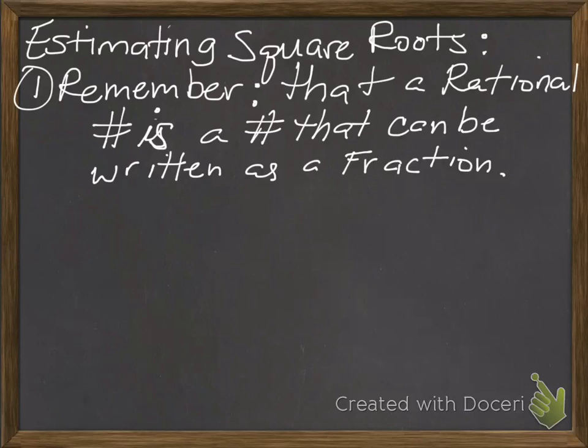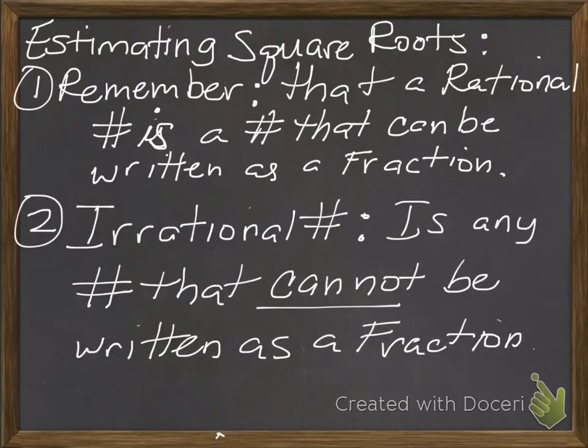I hope you remember that a rational number is a number that can be written as a fraction. An irrational number, on the other hand, is any number that cannot be written as a fraction. So you may think that there's only a few numbers that cannot be written as a fraction, but there's infinitely many. And here are some examples.